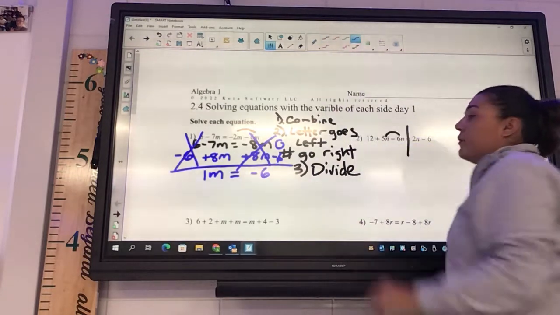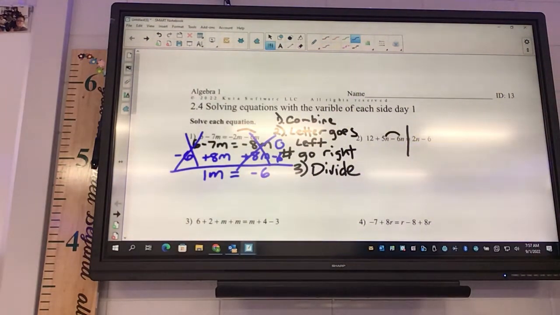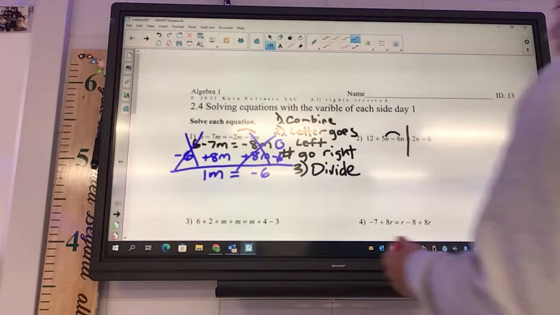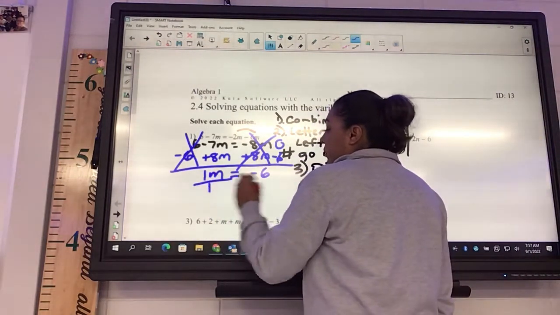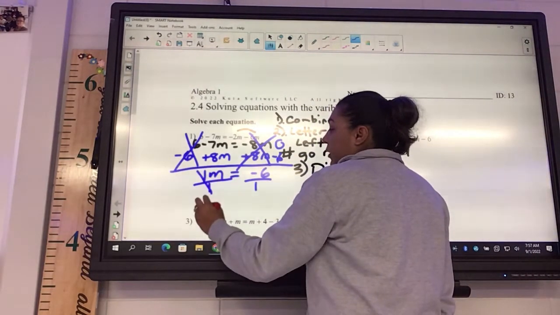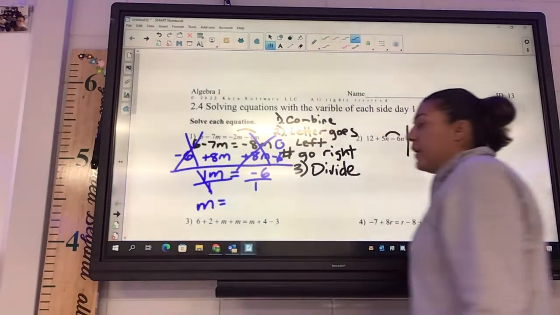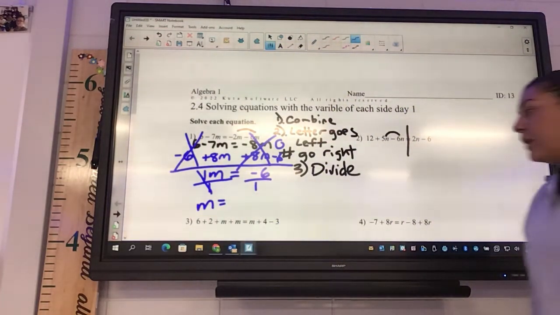Okay, and I know some of you guys can think, but you don't need to divide. But so what do you divide by? A 1. Okay, no, you don't have to do this because it's going to end up being the same. But some people need that visual. So divide each side by 1. What is -6 divided by 1? -6.